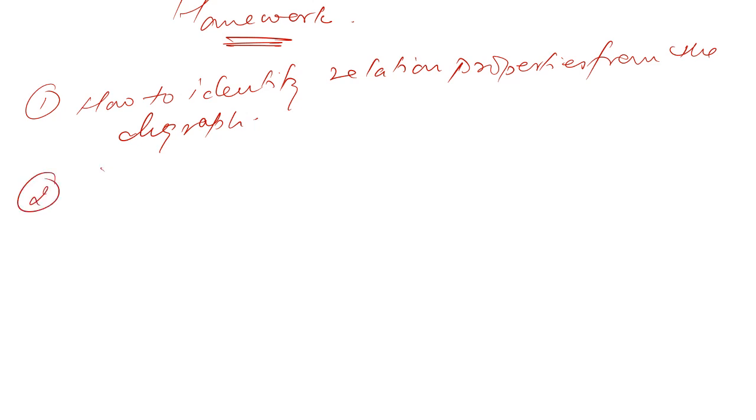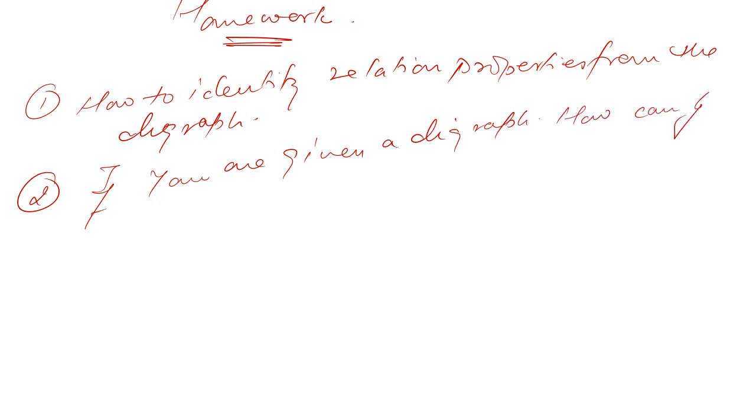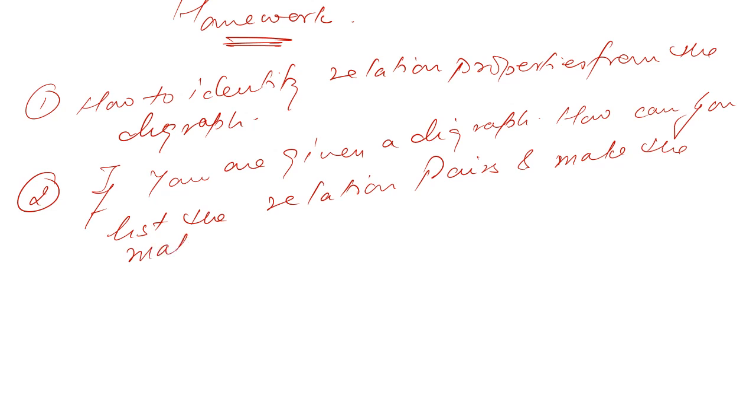Second, if you are given a digraph, how can you list the relation pairs and make the matrix, right? So this is your homework.